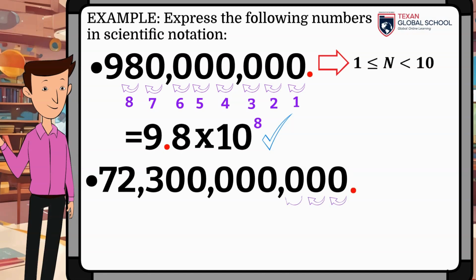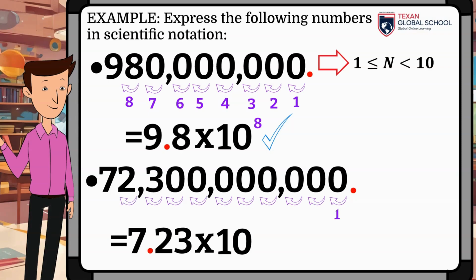In this other example, move the decimal point in the opposite direction, in such a way that we meet the condition that the resulting number is greater than or equal to 1, and less than 10. Hence, 72,300,000,000 can also be represented as 7.23 times 10 to the 10th power.